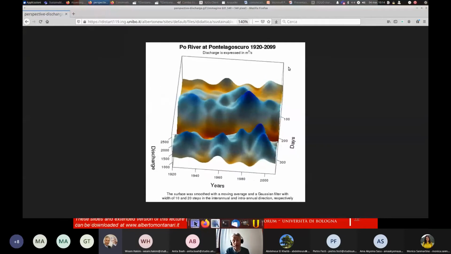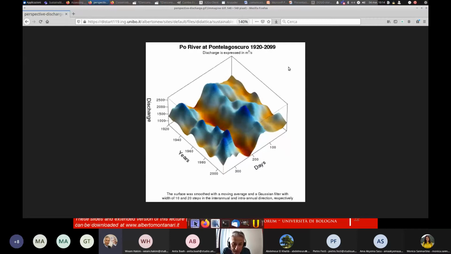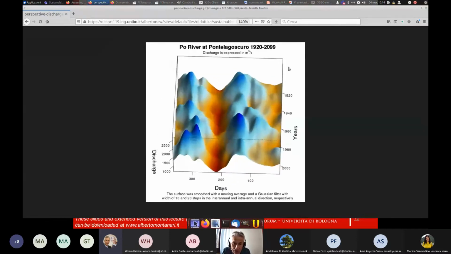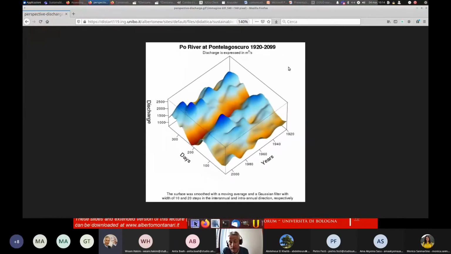In particular, there are some high flow periods that appear and then disappear, and there are many droughts. And what is interesting to say, if you look at the summer period, you see that there is a red spot around 1940, 1950. This is a well-known long drought that occurred in Italy at that time.